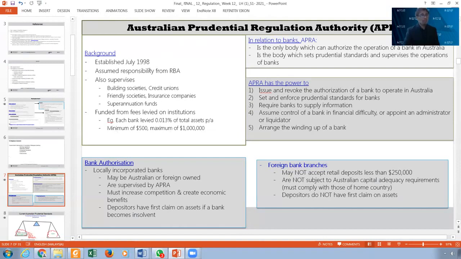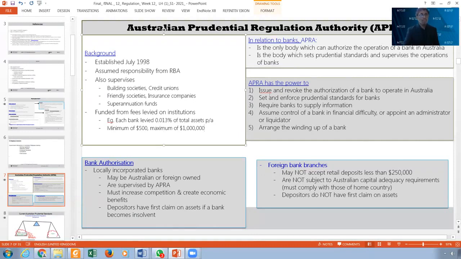Now, APRA is setting the standards, APRA is supervising the banks, APRA is receiving the reports, and APRA is financed, not by the government, but by the institutions. I think 0.3% of total assets has to be contributed to APRA by each bank in the country. In Malaysia, I think Indonesia and some other countries, the regulator is financed by the government.